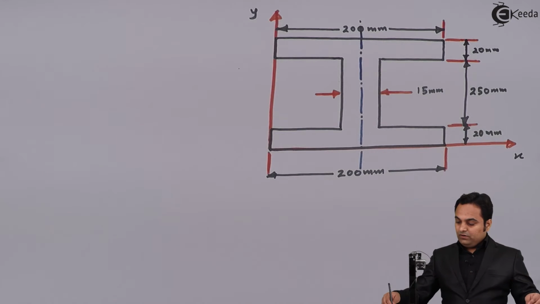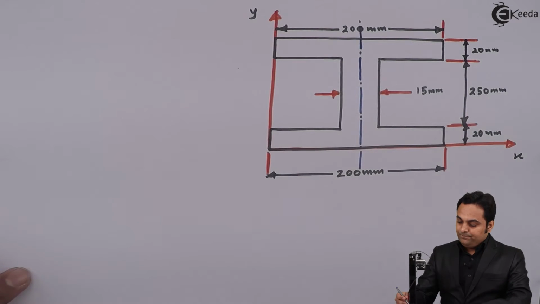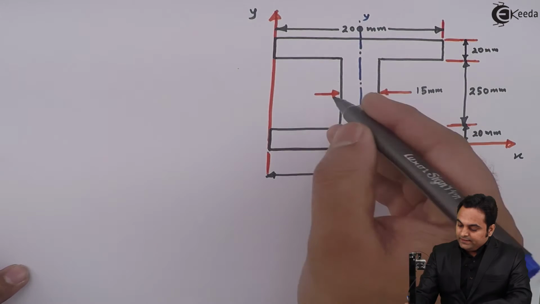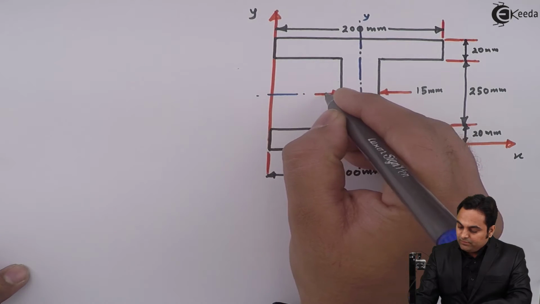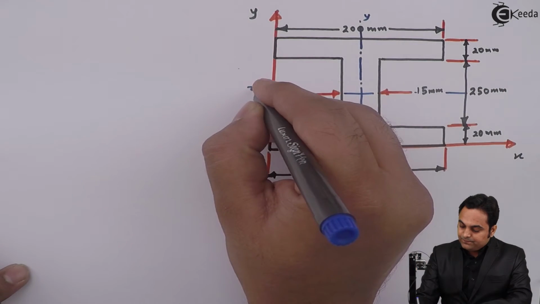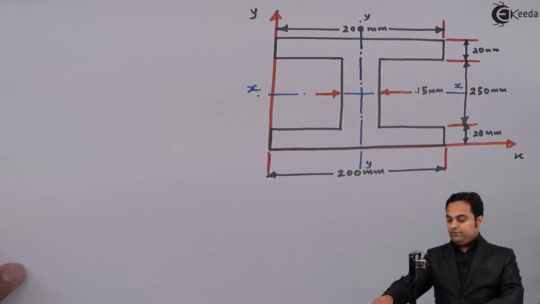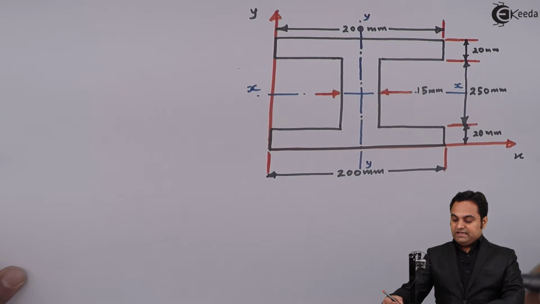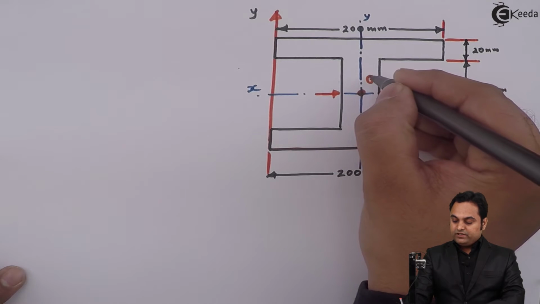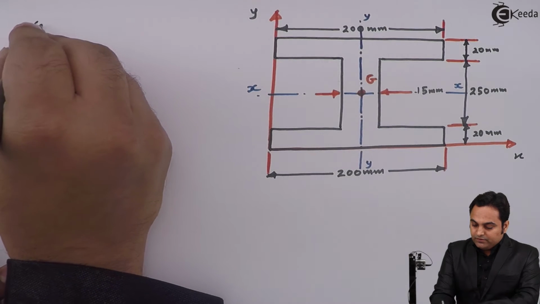Now, here if we look into the figure, this I section we can say that it is symmetric about the y-axis, and it will also be symmetric about the x-axis here. So it means the centroid for this I section is located at the intersection of x and y axis.